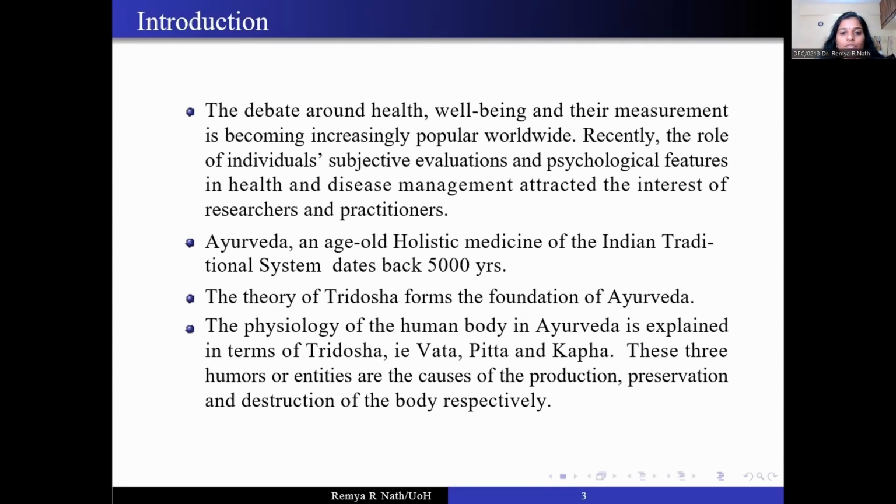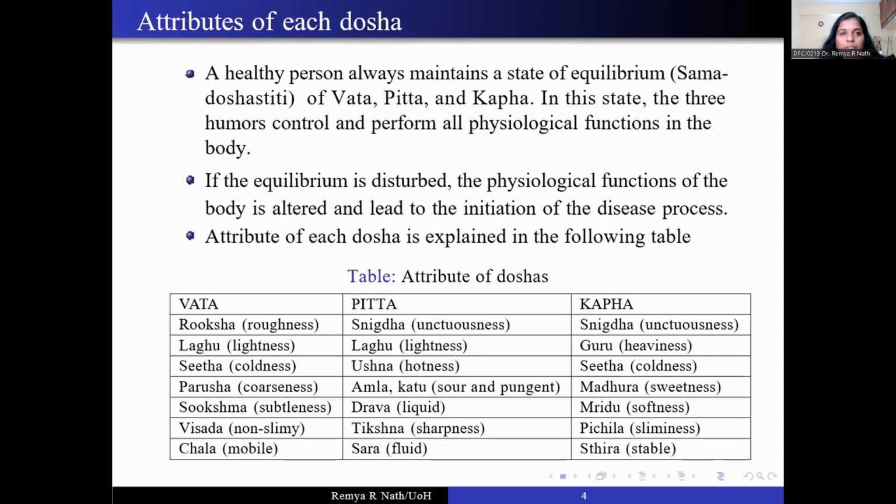The physiology of the human body in Ayurveda is explained in terms of Tridosha, that is, Vata, Pitta and Kapha. These three humors or entities are the causes of production, preservation and destruction of the body respectively. Next, attribute of dosha.